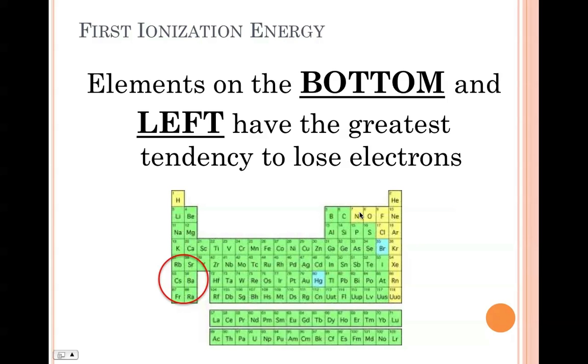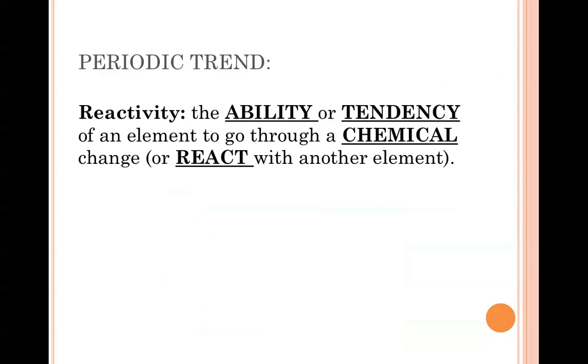And we'll see that the elements in the upper right, besides the noble gases, are those that have the greatest tendency to gain electrons because of their high electronegativity and ionization energies.